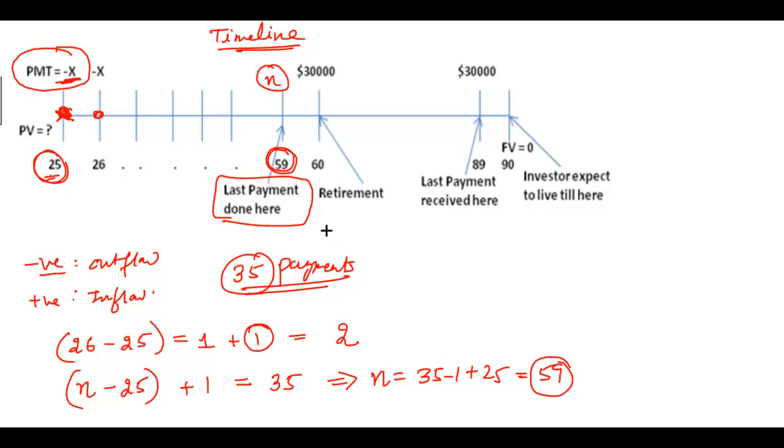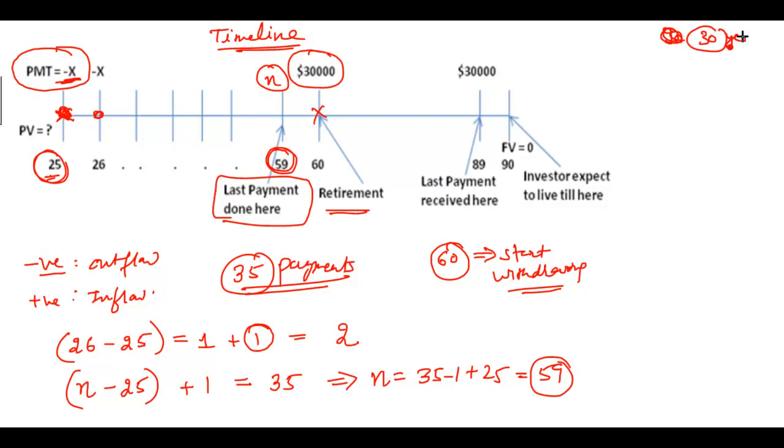The question also says that he starts withdrawing the moment he becomes 60. So the moment he becomes 60, he will start withdrawing. He has retired, and just when he is retiring, he is withdrawing the first payment of $30,000. Now you have to find out till when he will be withdrawing. It is also mentioned that he is expecting to live 30 years after the retirement. So 60 plus 30, he is expected to live till 90 years.